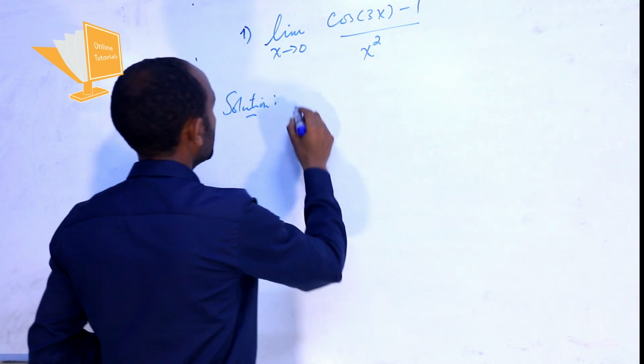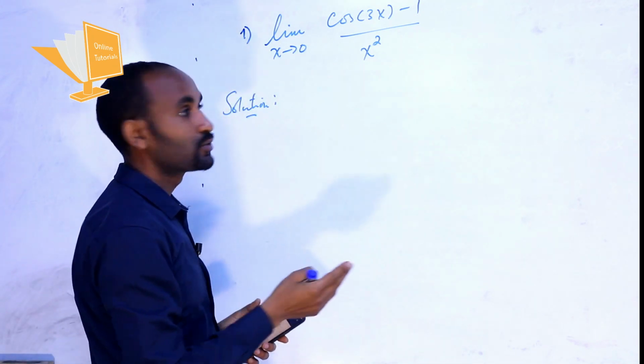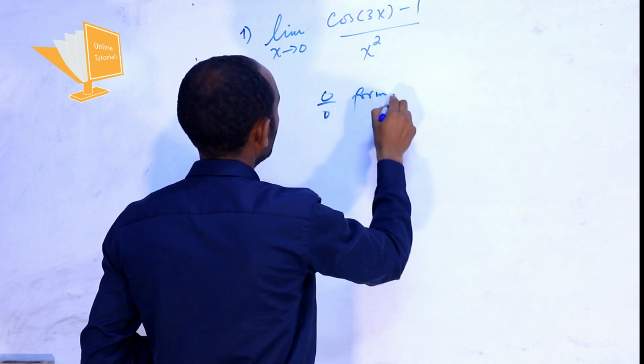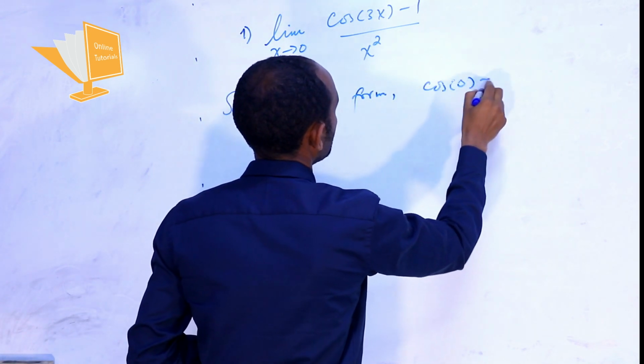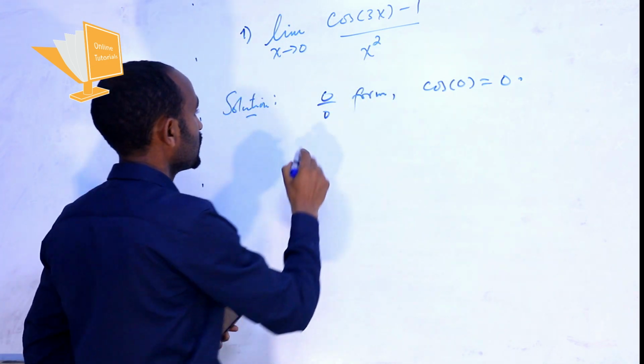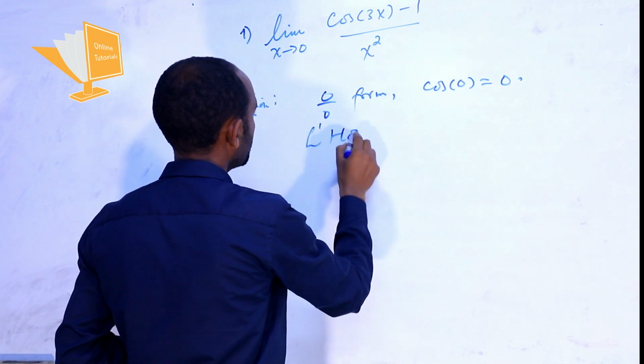So, the limit, direct substitution of x equal to 0 gives us 0 over 0 form. Okay? Because cosine of 3x minus 1 is 0 and x squared at 0 is 0. So, we apply the L'Hopital's rule.